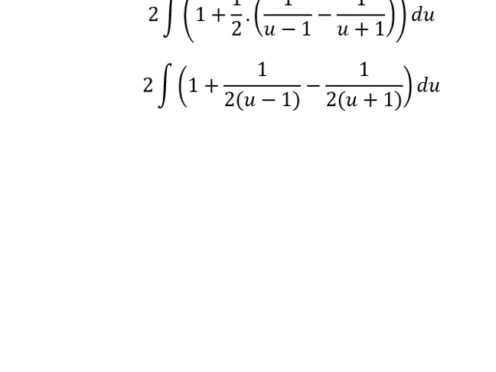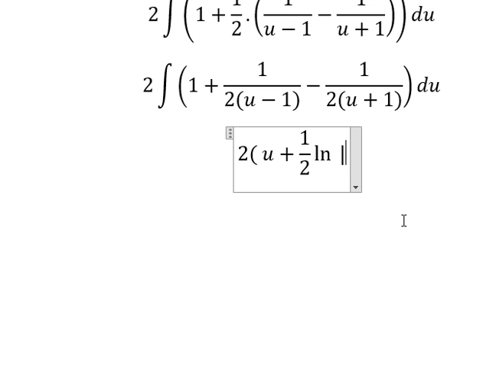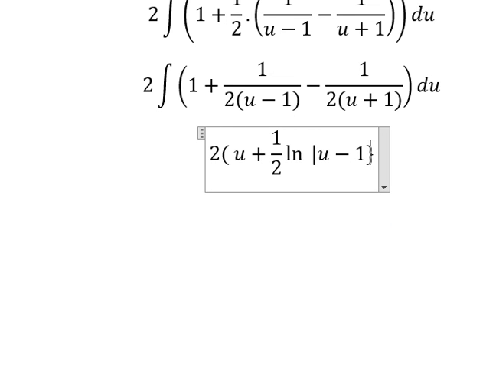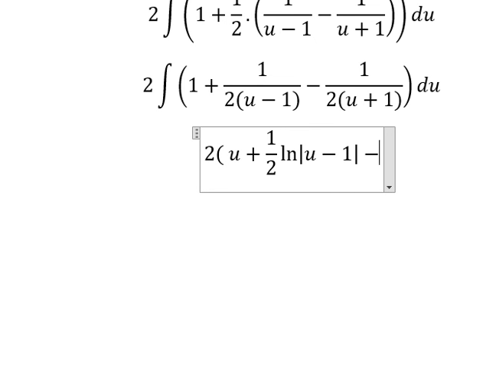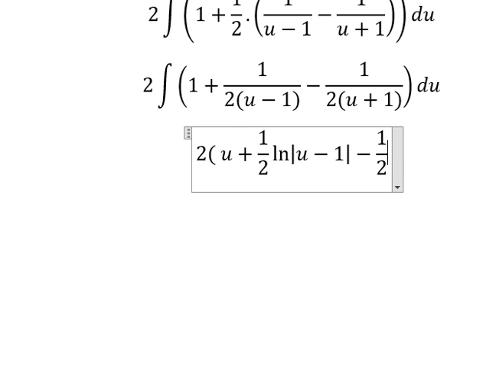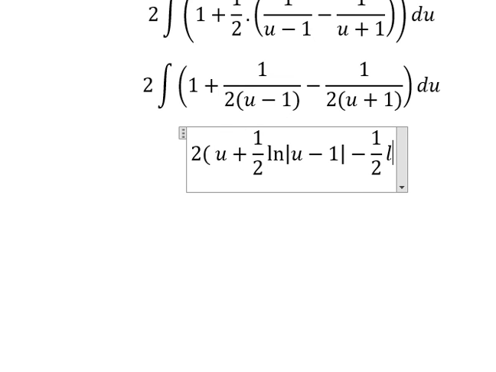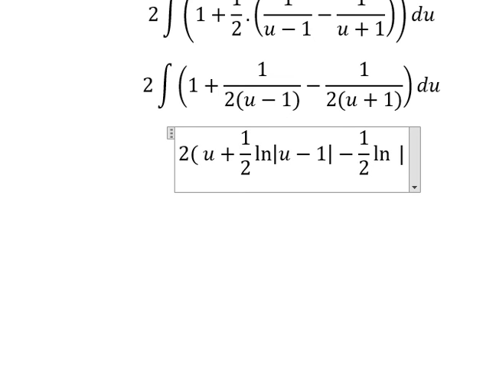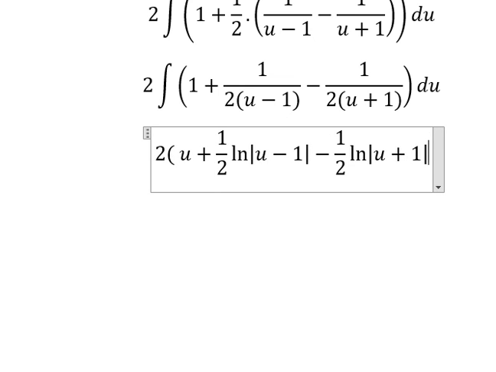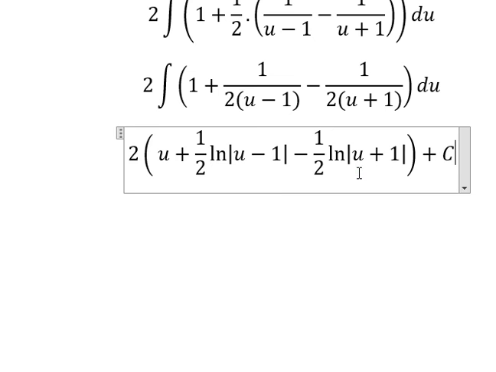So we can get the final answer. The integration of number 1, you get u. The integration of this one, we have 1 over 2 ln of the absolute value of u minus 1. And the second one, that's negative 1 over 2 ln of the absolute value of u plus 1. And we put c.